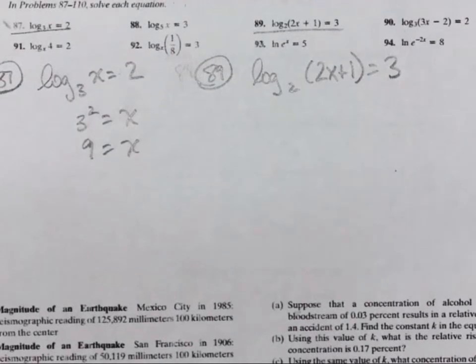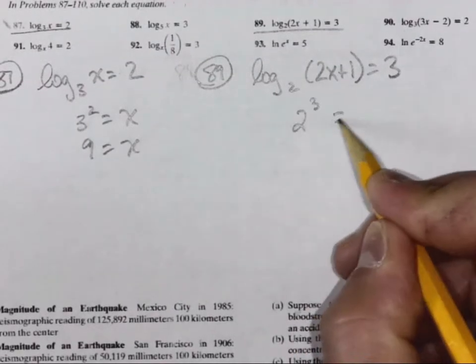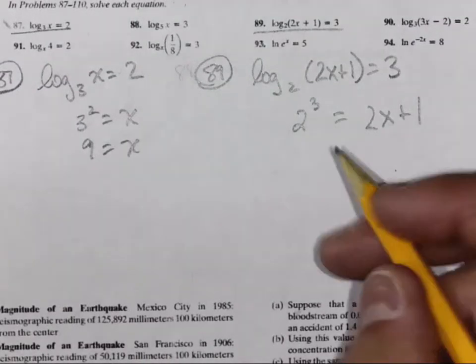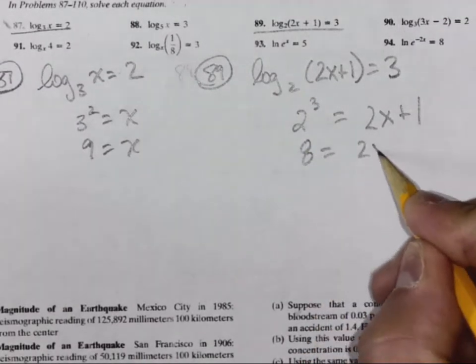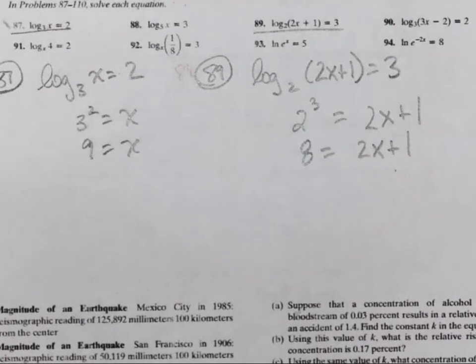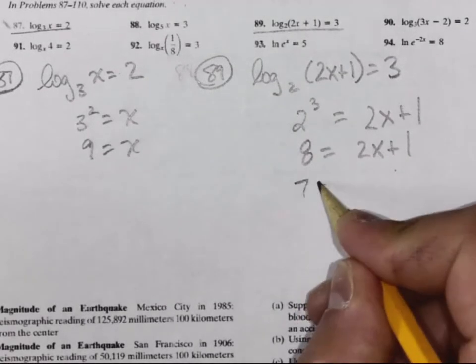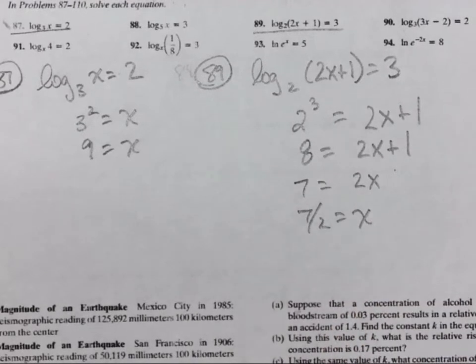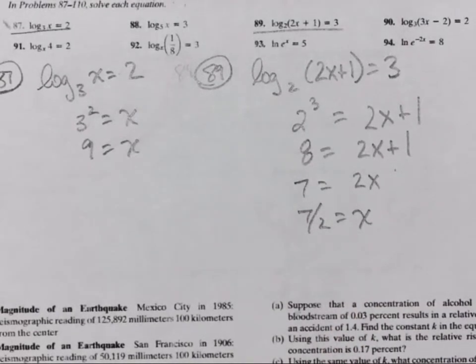So rewrite that. 2 to the third equals 2x plus 1. So rewrite that as an exponential. 2 cubed is 8. And then I can solve for x, so minus 1, divide by 2. So 7/2 would be the value of x. Okay.